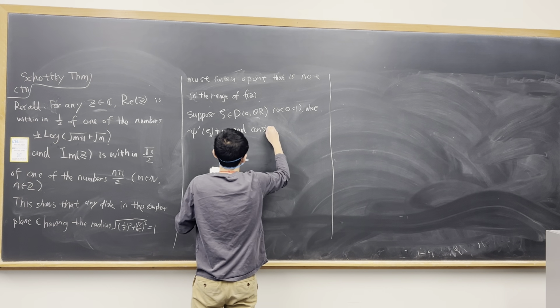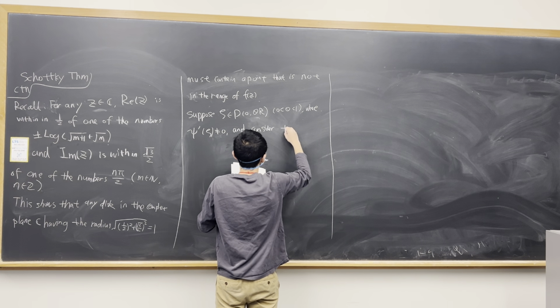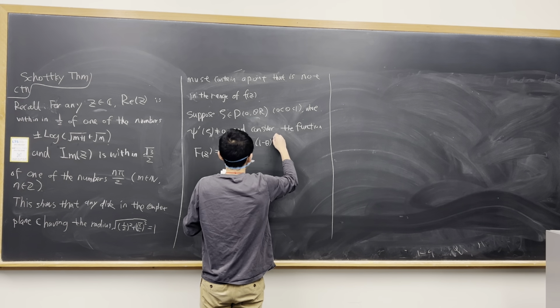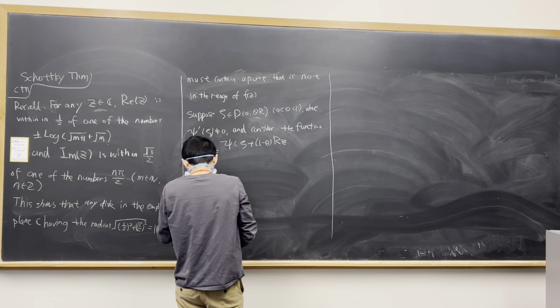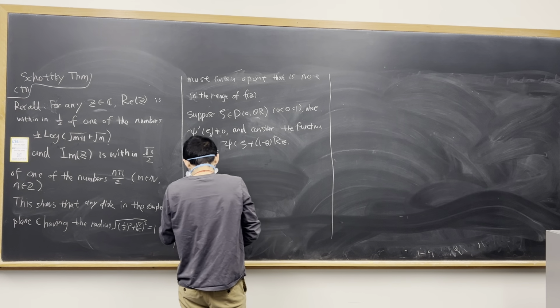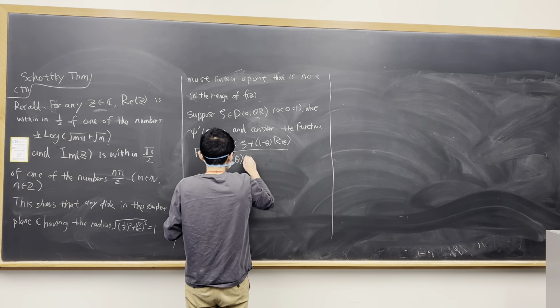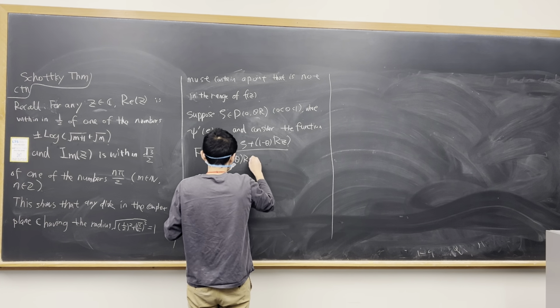Consider the function f(z) equal to phi of theta R z plus (1 minus theta) R z, over 1 minus theta R, times phi prime of theta. Okay, so suppose you have a function like that.